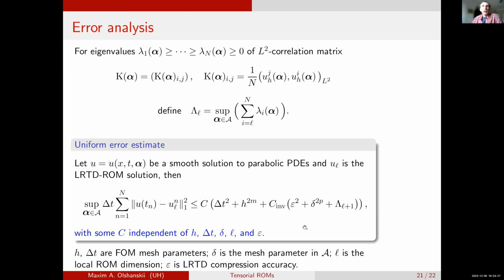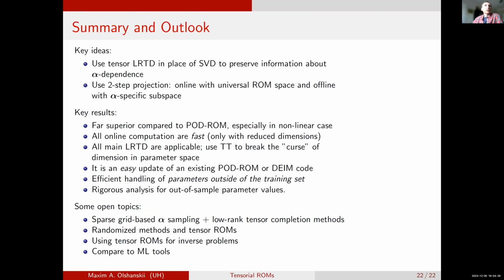All right, and I am coming to the end of my talk. So these are some conclusions. There are key ideas which I would like to reiterate. If you have parameter dependence in your dynamical system, you want to use tensor decompositions in place of SVD, then the model order reduction is two-step, online and offline. There are a lot of benefits of doing that.